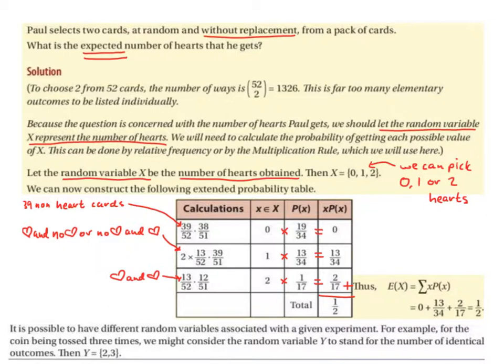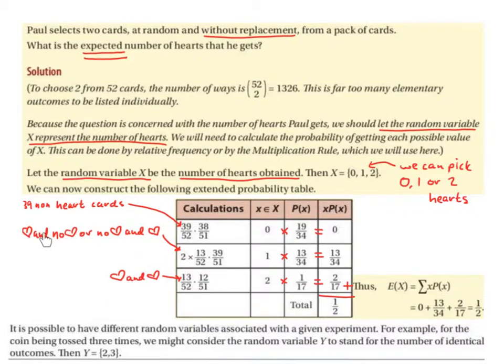Next, we're going to have a look at when our x value is 1, so the probability of choosing one heart. We could end up choosing a heart and no heart, or no heart and a heart. These are the ways that we can choose one heart. So heart and no heart would be 13 over 52, there are 13 hearts over a total of 52, multiplied by 39 over 51. There are 39 non-hearts over a total of 51 cards left, because remember, one of the hearts was taken out.